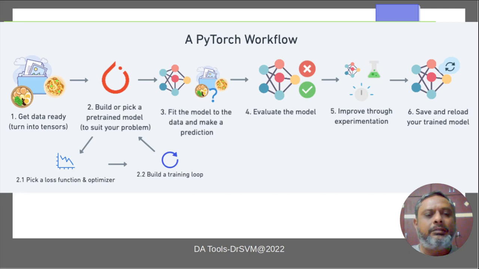Either we build a model or any pre-trained model available with PyTorch may be used. Then once the model is decided, the model is fit with the data and is ready for making predictions. Then evaluate the model, and if there are any flaws, we keep improving through experimentation. And finally, the model is saved and reloaded whenever it is required. So that's the workflow of PyTorch.